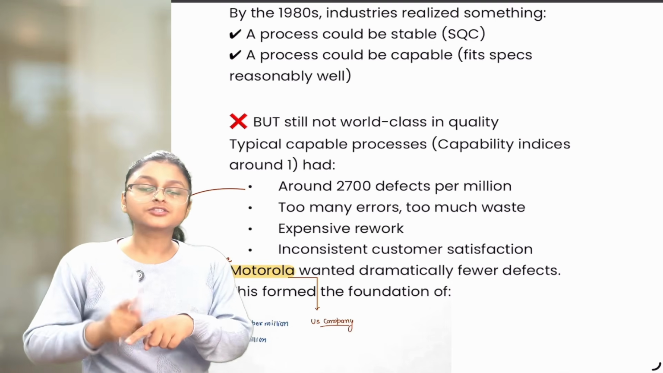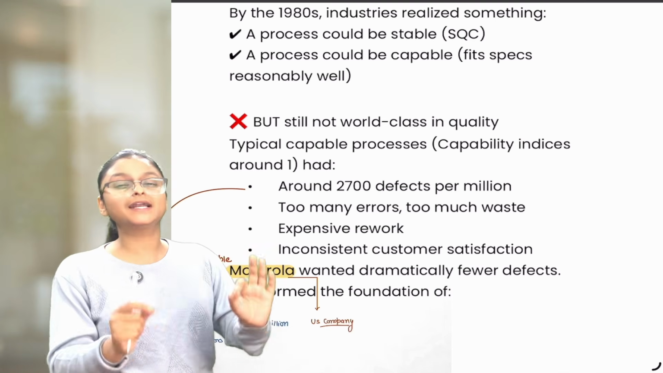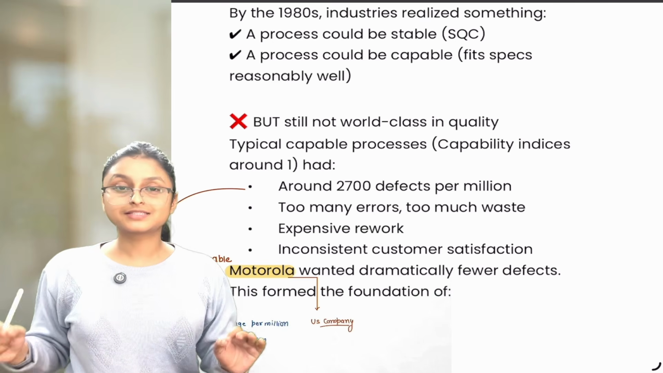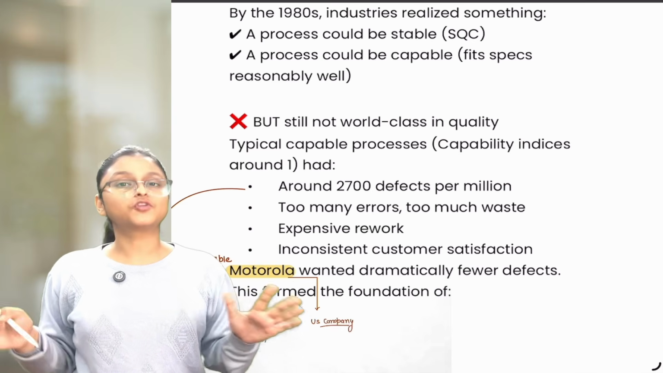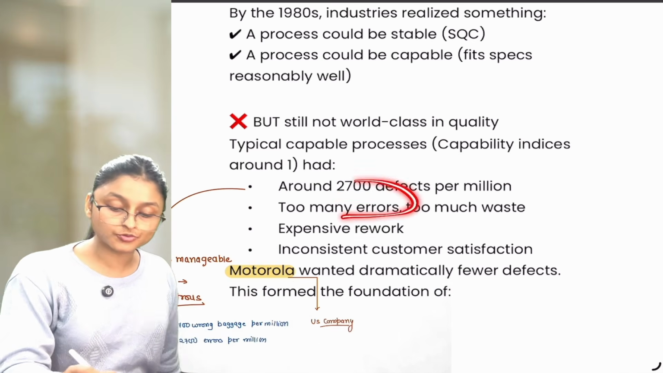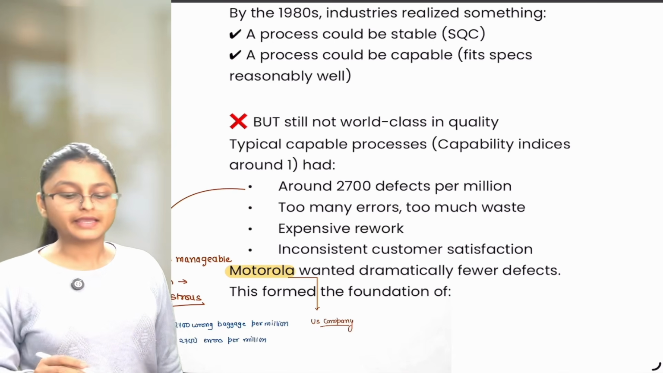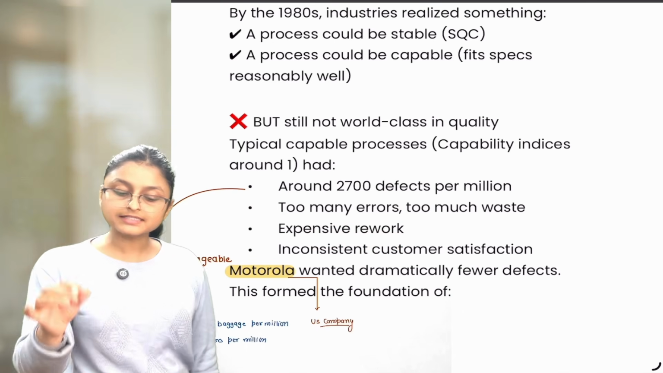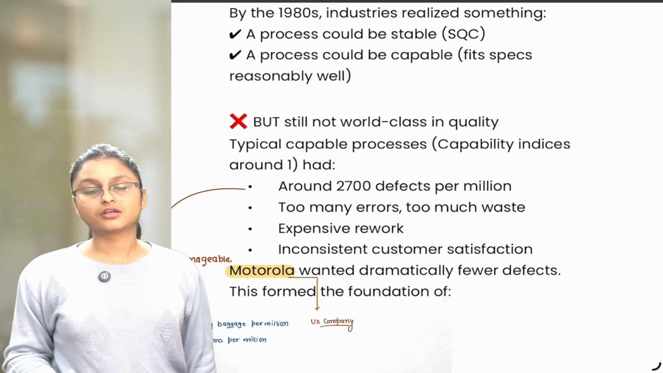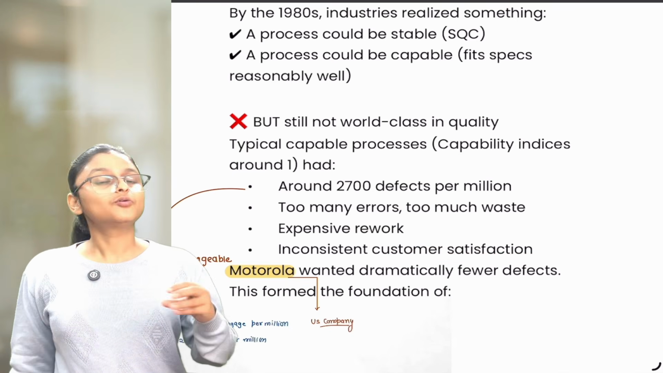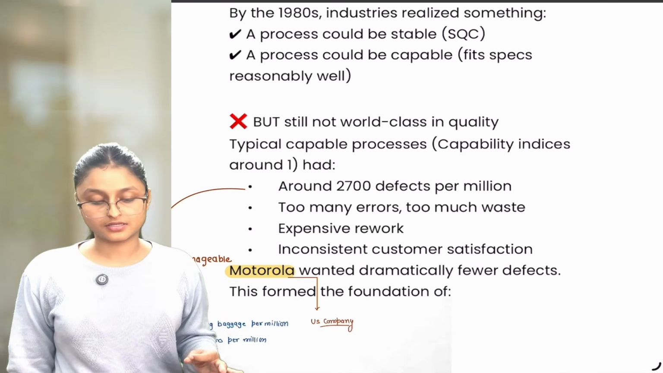And these 2700 unsatisfied customers can lead to many more unsatisfied customers. Why? Because when customers find something bad in the product, they are going to tell everyone. And this can lead to a bad image of the organization. And that is why 2700 is also treated as too many errors and too much waste. Expensive rework is required for these 2700 units, and there is inconsistent customer satisfaction. Among the 10 lakh customers, 2700 customers are not going to be satisfied properly.